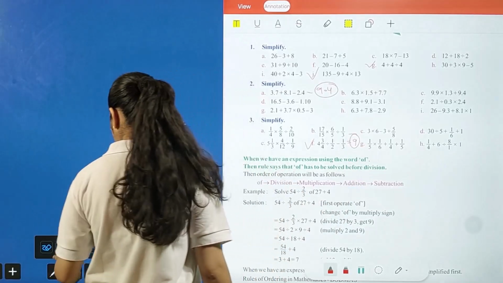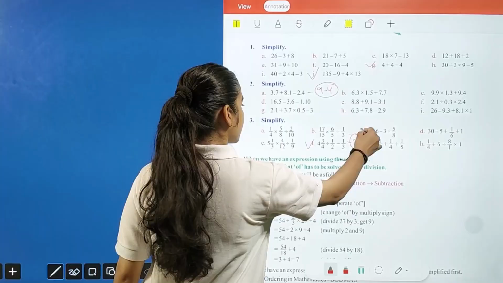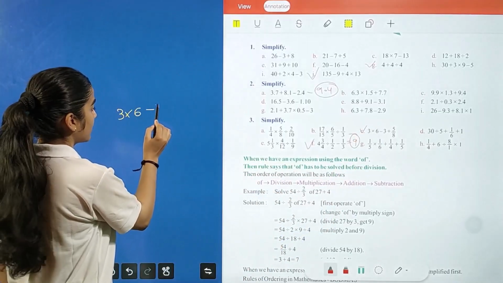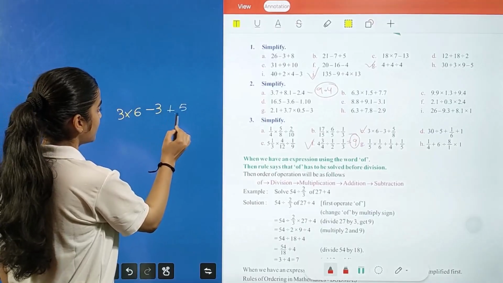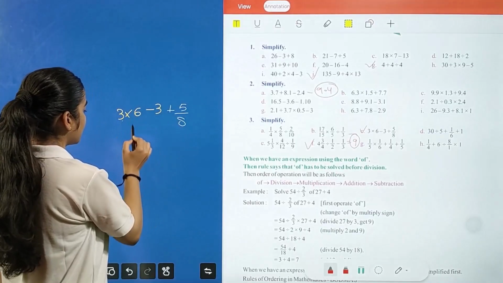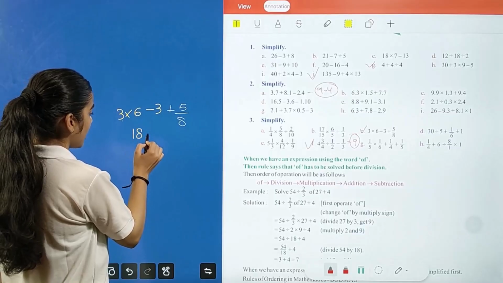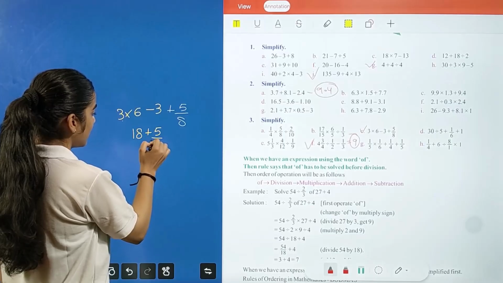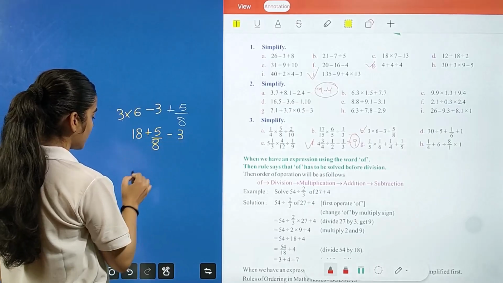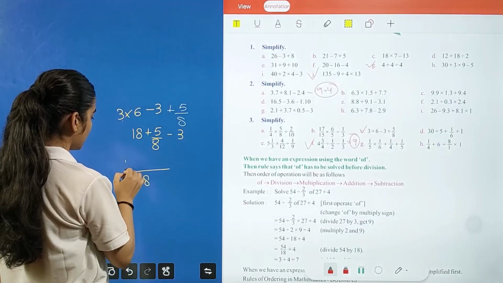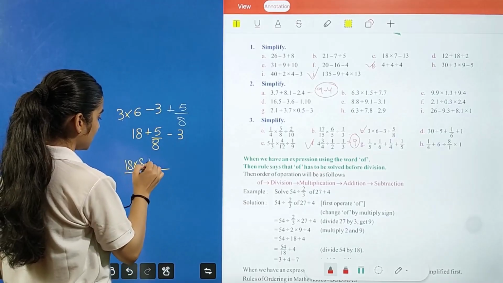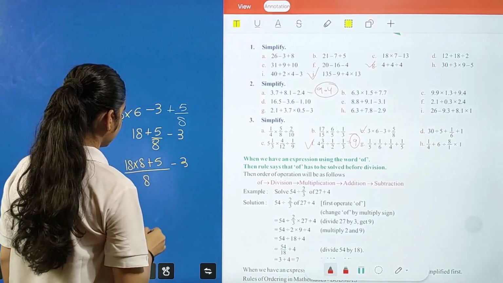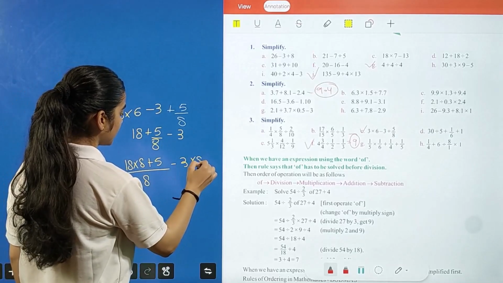One more question we can take. Let's take this one. 3 multiplied by 6 minus 3 plus 5 by 8. So by multiplying 3 by 6, you will get 18. Now you have to add 5 by 8 to this, and then you have to minus 3. So for this, we have to take the LCM. So here we have 18 multiplied by 8 plus 5 minus 3. You can take 3 multiplied by 8 as well.